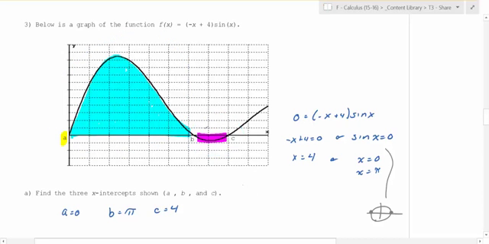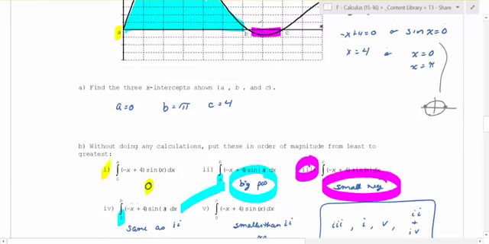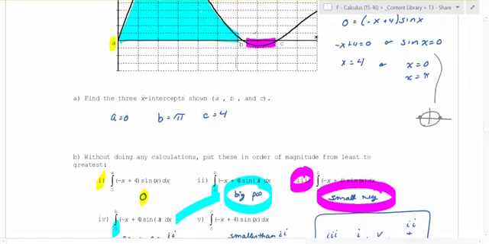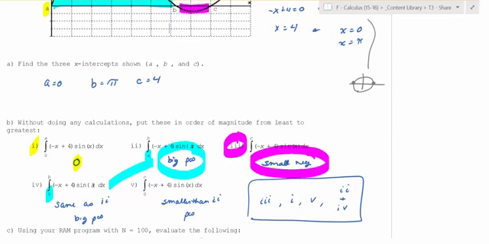So what's the biggest one going to be? Oh, they want us to put these from least. What's the smallest one going to be? Which one? The third one, right? It's a poor way to label it, I'll give you that. It's the third one, right? Because it's the only one that's negative.